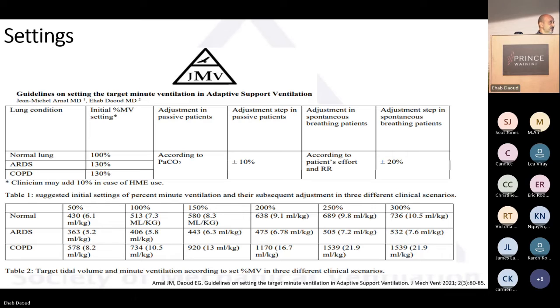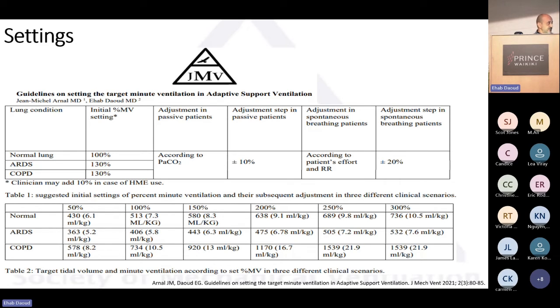Okay, so we wrote this a couple of years ago, trying to get some consensus on settings or guidelines in using ASV. And according to the studies, we found that if you have a normal lung, somebody intubated for drug overdose or surgery, whatever, it's okay to start at 100%. If you have somebody in ARDS, you're probably going to start a little bit higher than 100%, 130, you know. Of course, if the patient is septic, tachypneic, you might need more. And then you adjust a little bit later.